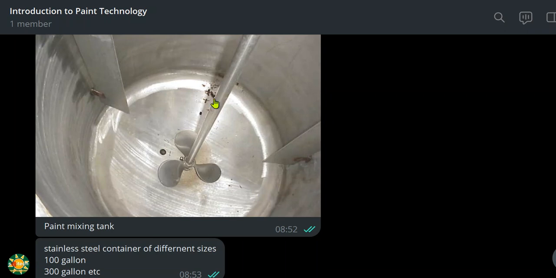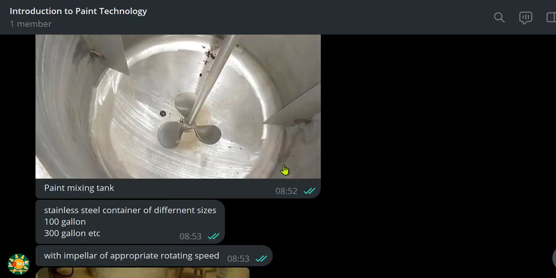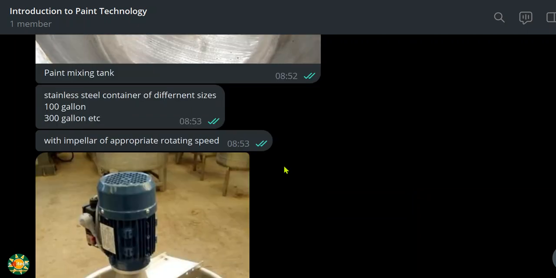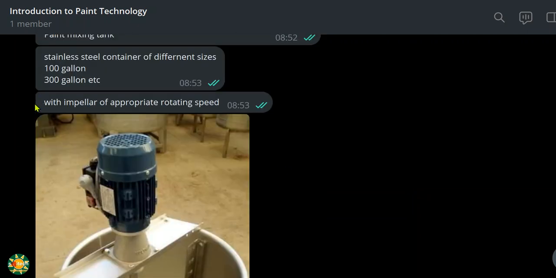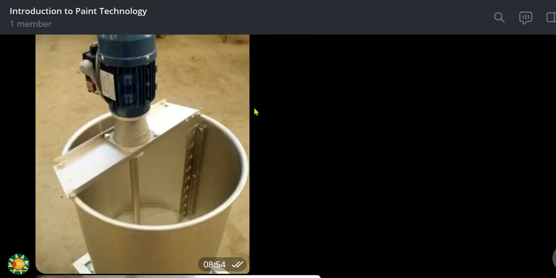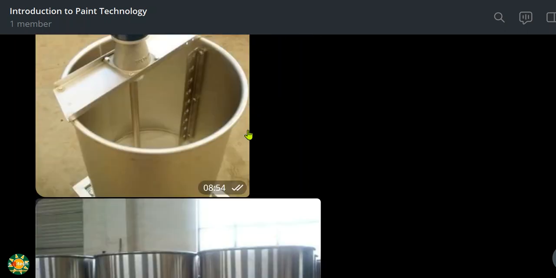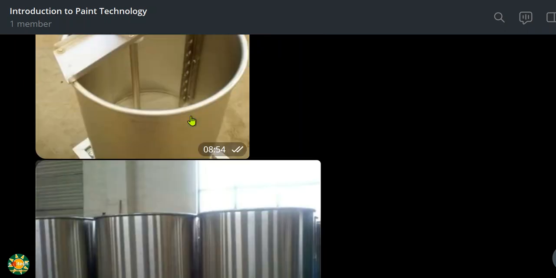And here this is a paint mixing tank where you have the impeller also. So we have various types of stainless steel containers, and different sizes also, like 100 gallon, 300 gallon tanks, etc. And you have a proper impeller with appropriate rotating speed, and you can maintain the speed also. So this is a mixing tank.